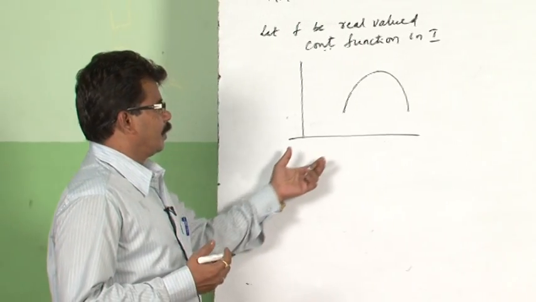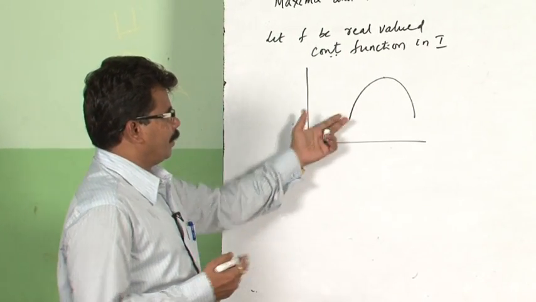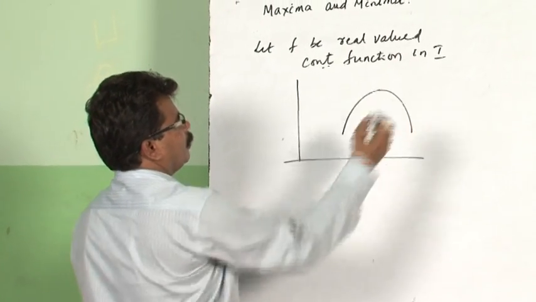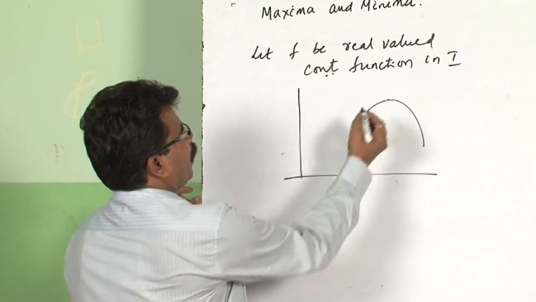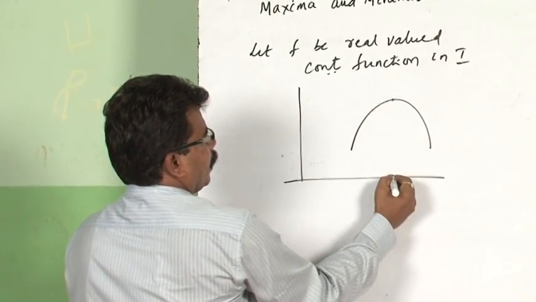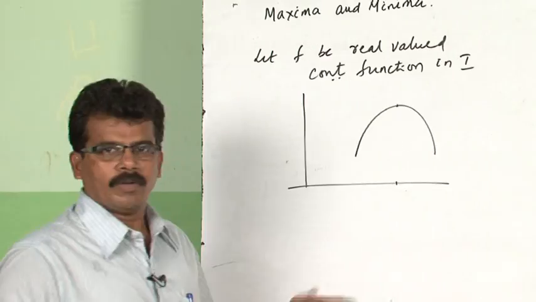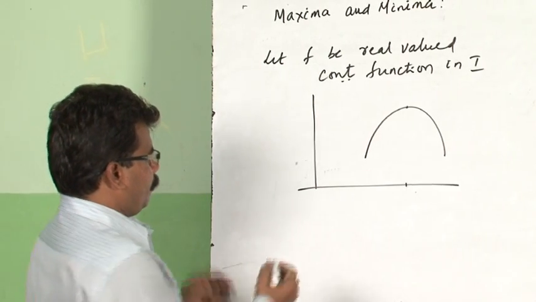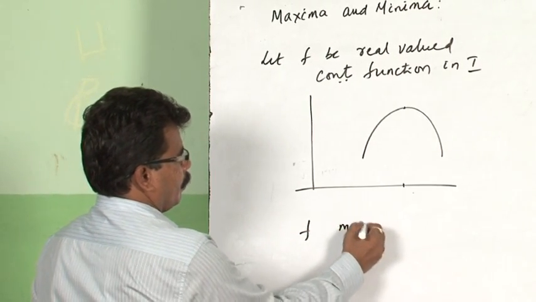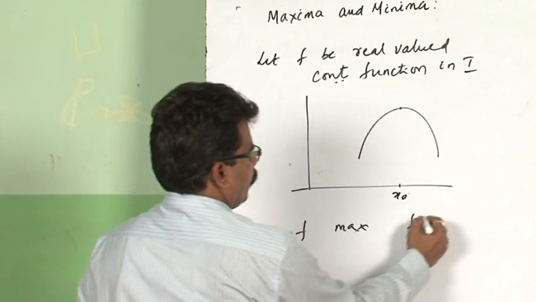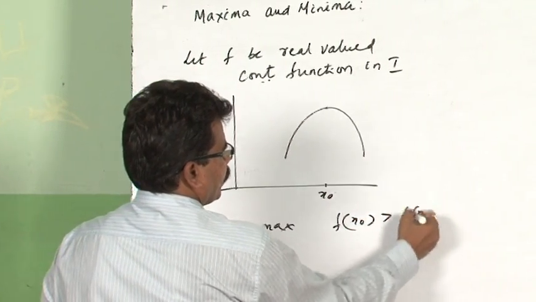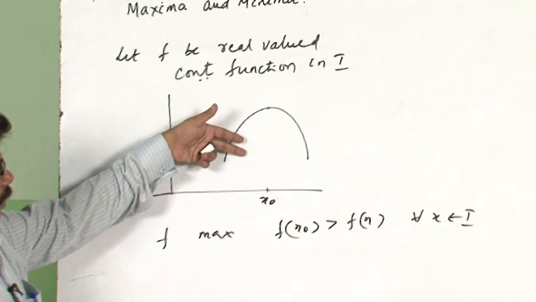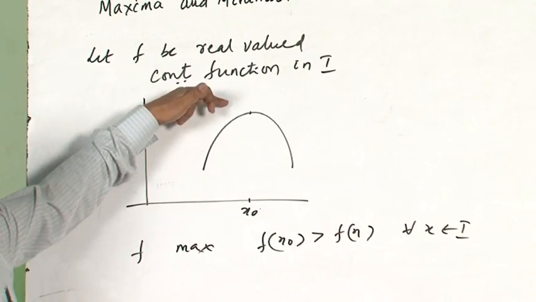Just observe a curve, that means a function. Let f be a real valued continuous function. Whether a maximum exists for this function or not: at this point, you can observe f(x) has a maximum value. Now, let us discuss whether maximum or minimum exists for a function or not. A function f is said to have a maximum at a point x naught if f(x naught) is greater than f(x) for every x belongs to interval I. In this interval, you can easily observe that at x naught the function attains its maximum value.